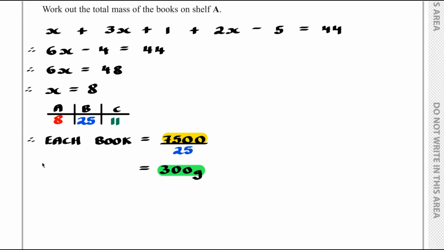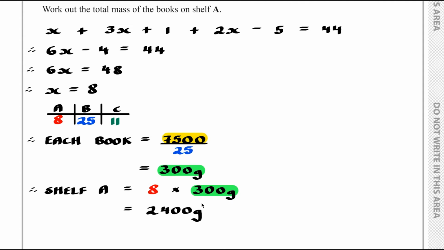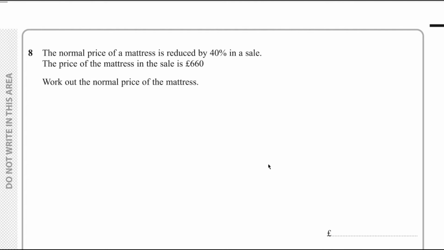So to find the total mass of the books on shelf A, we have 8 books on shelf A and each book weighs 300 grams, so we multiply 8 by 300 grams. So the total mass of books on shelf A is equal to 2,400 grams. So we have 2,400 grams.